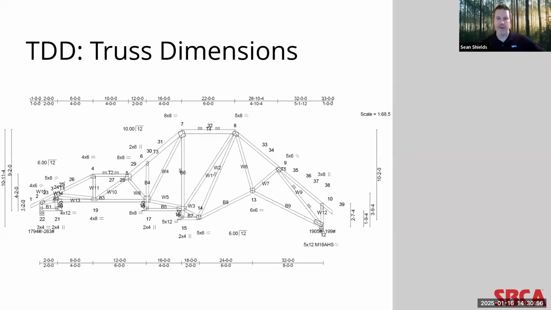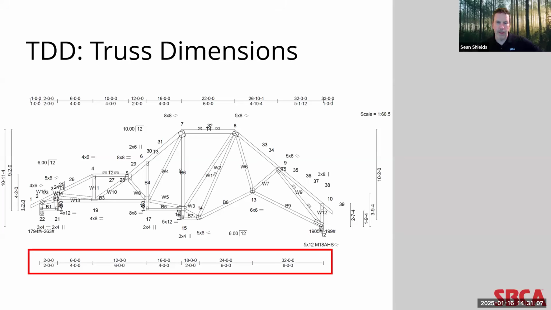Now, while each proprietary design software may display truss dimension information in slightly different ways, there are a few key pieces of information to always look for. The first is the overall truss span from outside bearing to outside bearing. Another key measurement is the length of each truss panel, meaning the distance between the center of one joint and the center of the next. And I'll talk a little bit about the joints in a minute.